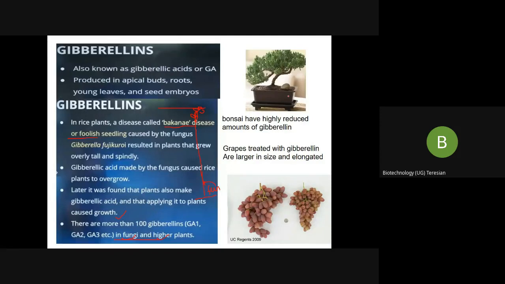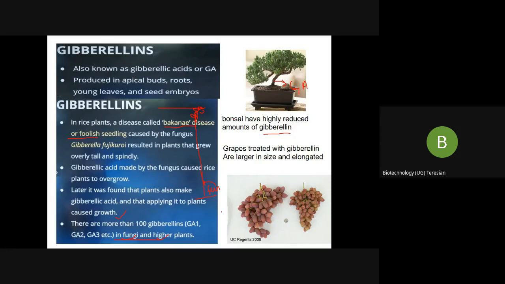You can see here this plant, it is very dwarf. It is a bonsai. Here what has happened is they have removed the GA. So this plant is short because it has a very reduced amount of gibberellin, and that is why it is a short plant. It is a bonsai plant.